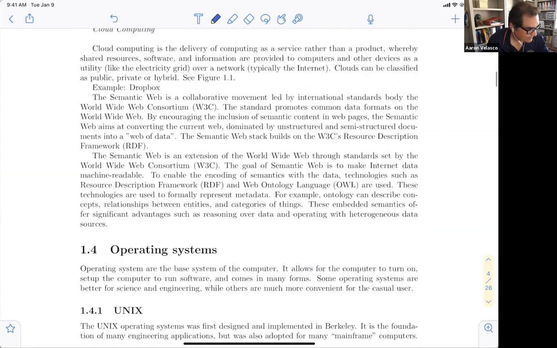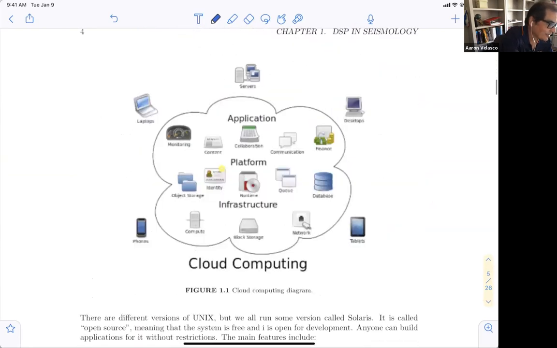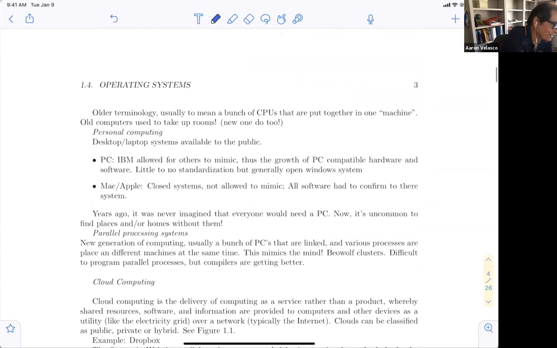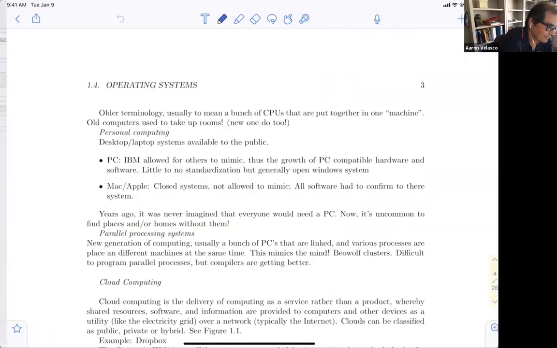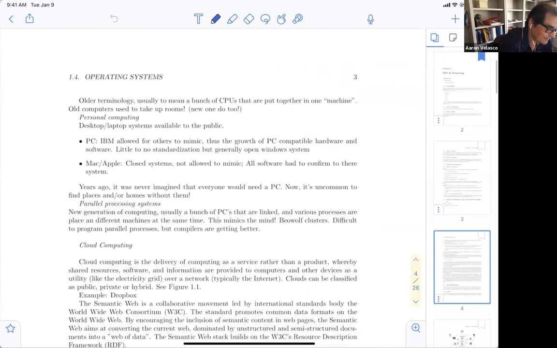Where's my figure? It'll be down. Let me just go. I'm just going to start with a very basic signal. I'm going to have to do this.